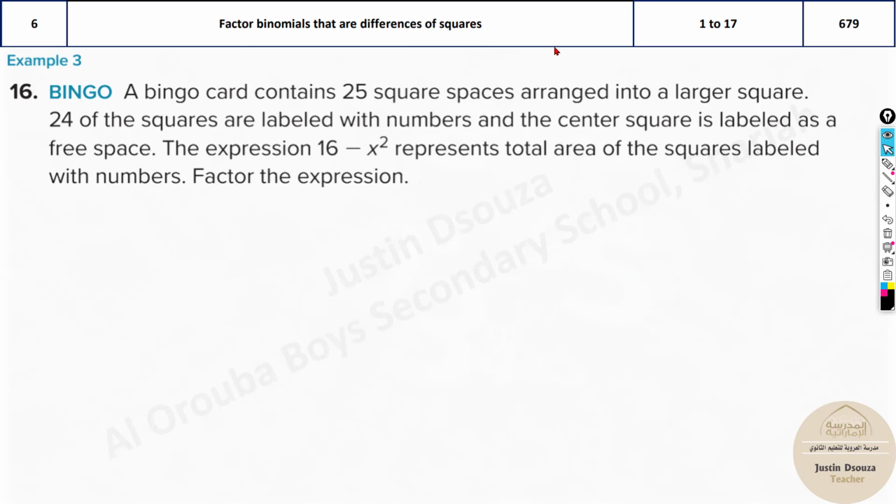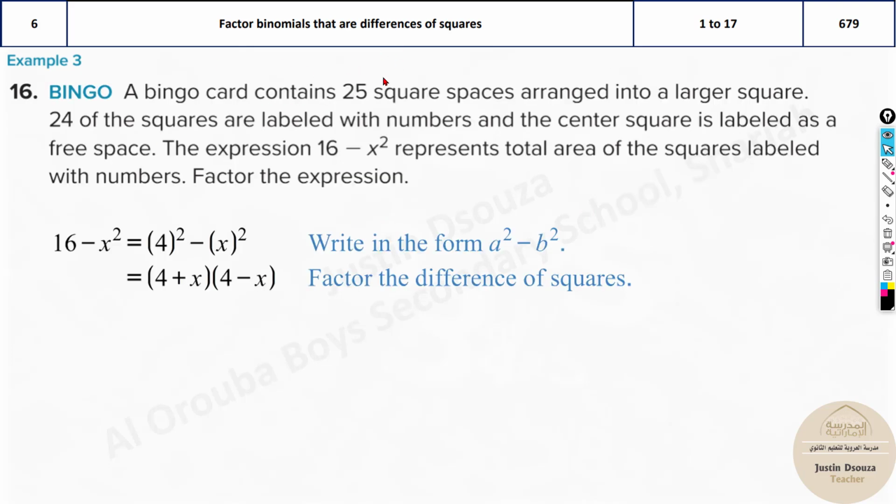Now here there's another real world problem. A bingo card contains 25 square spaces arranged into a larger square. 24 of the squares are labeled with numbers and the center square is labeled as a free space. The expression 16 minus x squared represents the total area of the squares labeled with numbers. Factor the expression. Again, it's the same thing, just factoring this out. I thought it was going to be something interesting, but they're just giving the area. So simplify it and factor it: 4 squared minus x squared. Use the formula a squared minus b squared, the difference of squares, and solve it.